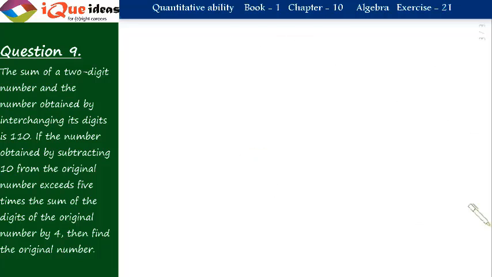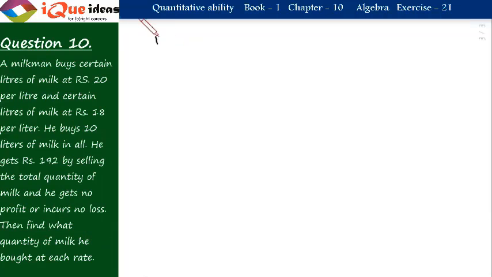Now let's take the next question, question number 10. It says a milkman buys certain liters of milk at rupees 20 and certain at rupees 18. He buys 10 liters of milk in all. So let's say he buys x liters from the first one and y liters from the second one. So x plus y is equal to 10.